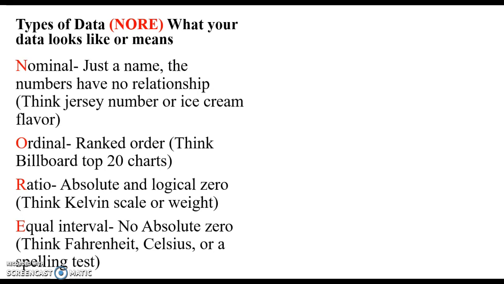Ratio means an absolute or logical zero. So the same relationship is between each number. So that's why I said weight is a great example, because there's the same amount of weight difference between 24 and 25 and 124 and 125. That 1 pound means the same thing. Same with Kelvin scale, that it has an absolute zero. So at 0 Kelvin, there is 0 molecular movement, which means a complete lack of heat.